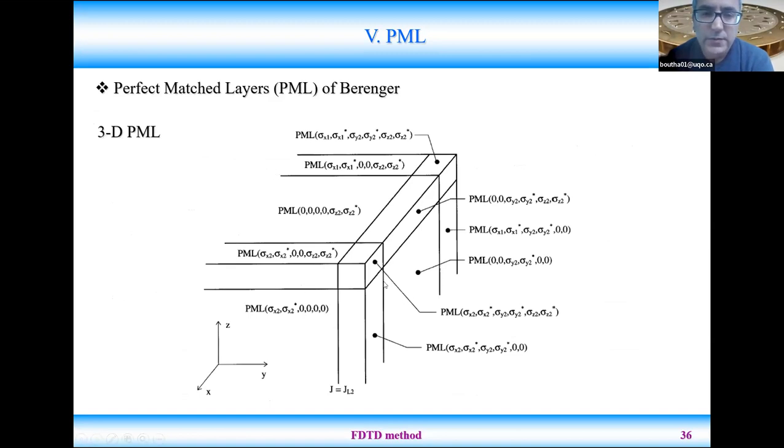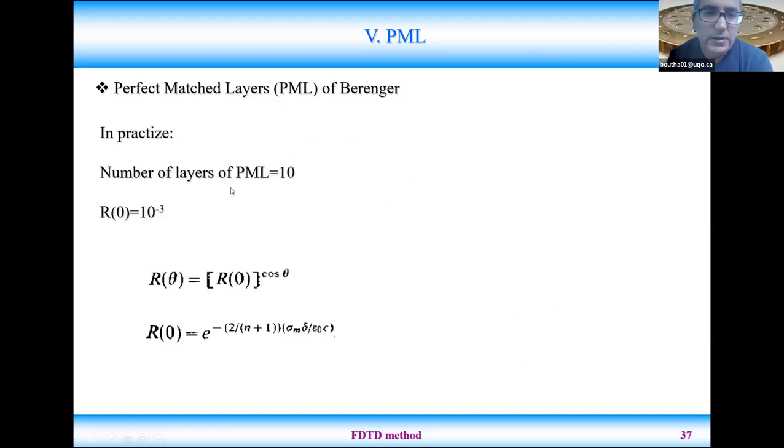As we have seen before, depending on the edges or corner or the faces, we don't need to use all the sigma X, sigma Y, sigma Z. For example, in this case here, we need only sigma y and sigma y star. And here it's sigma x, and here is sigma z. If we are at this corner, we need sigma y and sigma x. But if we are really at this edge here, we need all of them. So in practice, 10 layers for the PML are good, and the reflection coefficient is acceptable when it is less than 10 to the minus 3.